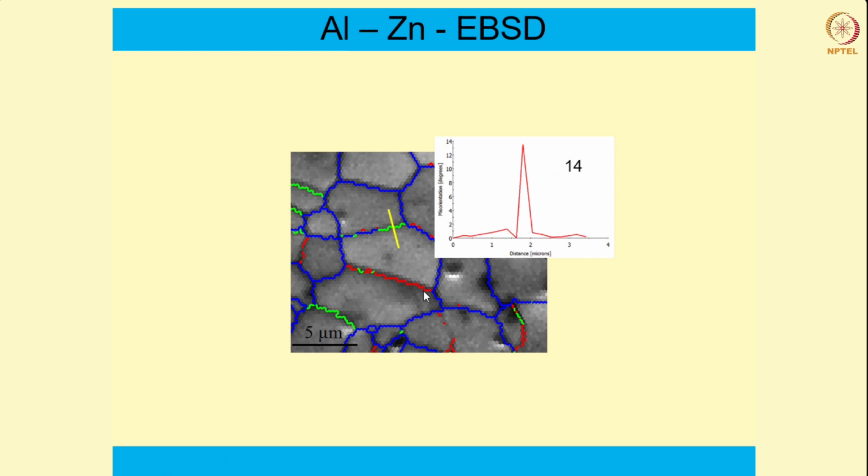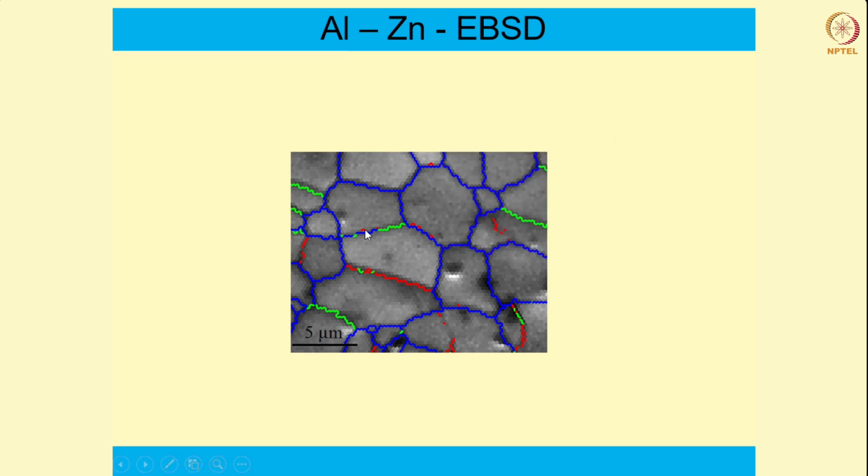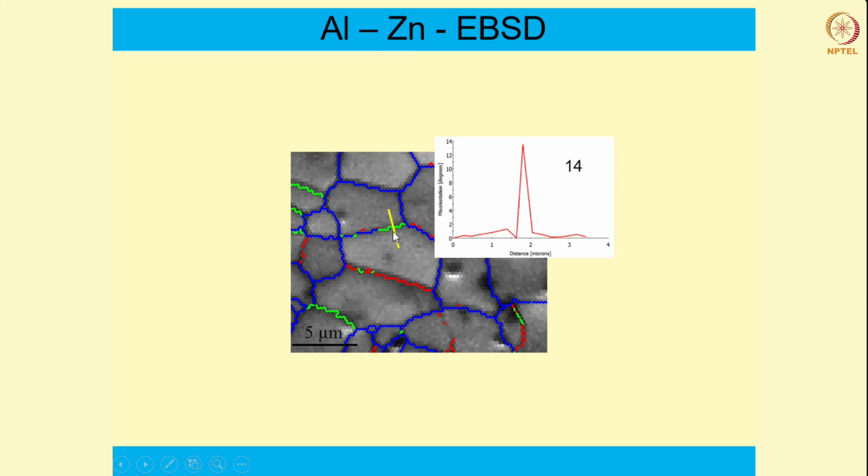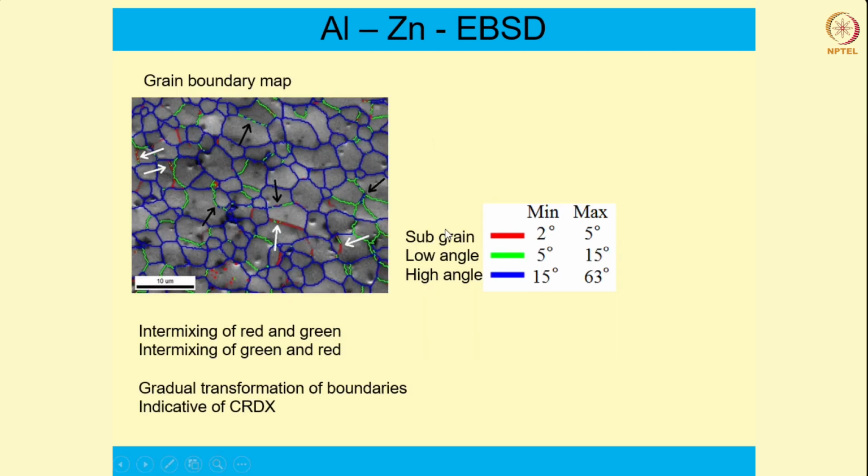So what we'll do, we'll take a line like this. Let's say we choose this particular boundary over here, and we take a line like this. See the yellow line over here, and across this line we measure the misorientation. Okay, so remember the color code for each of these boundaries. Green means it is 5 to 15 degree. It's a low angle boundary.